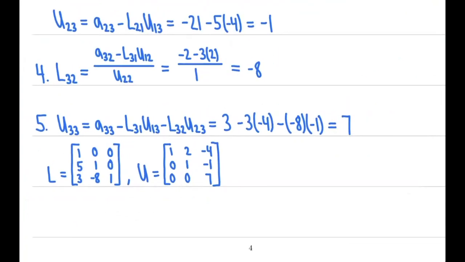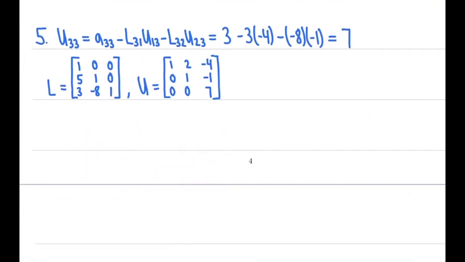Okay, that's great. And you can verify, you can multiply L and U, and you'll see that you get A. You're not going to do that, I hope. Oh, no, I'm not going to do that.